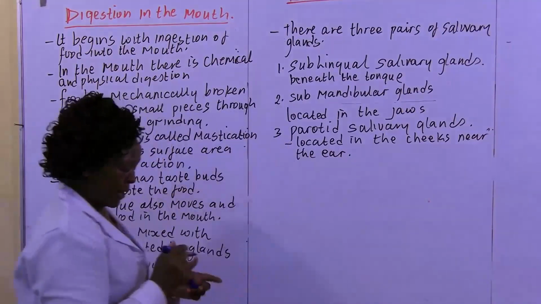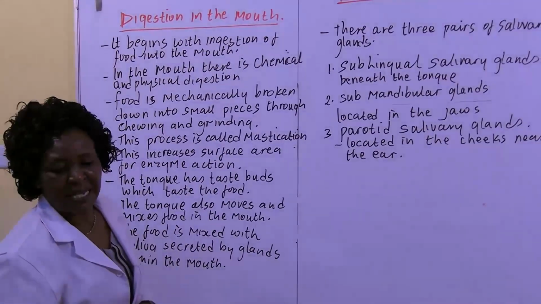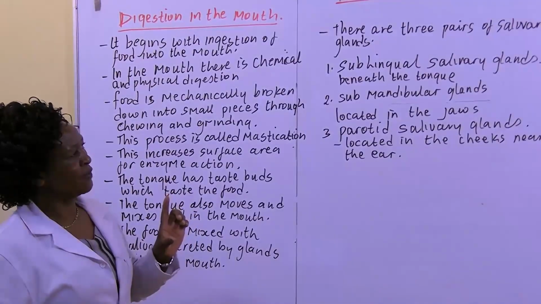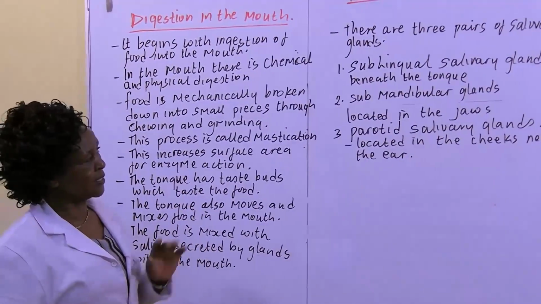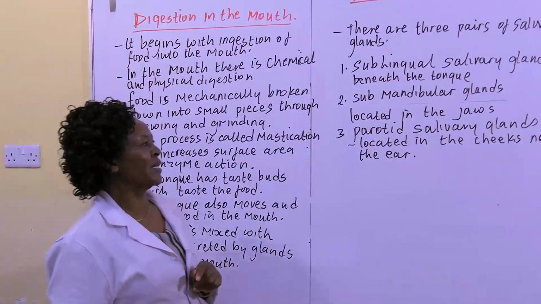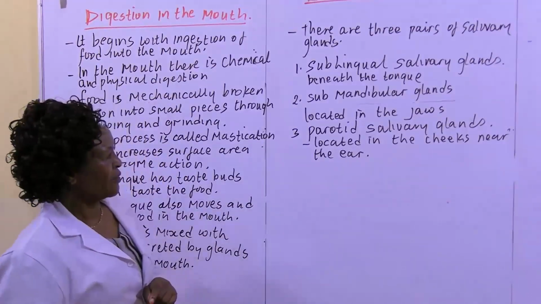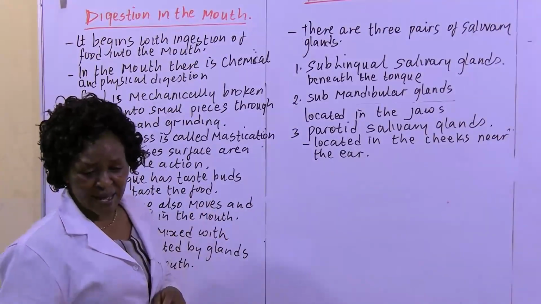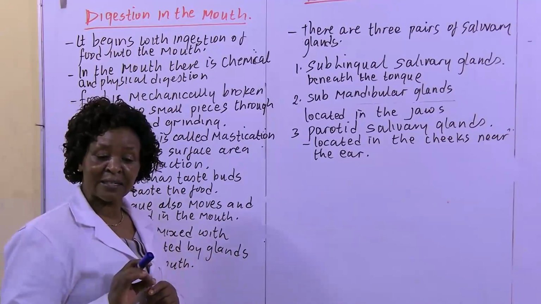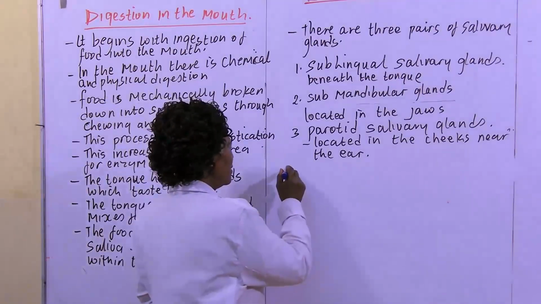So we have three pairs of salivary glands located in various parts of the mouth that secrete saliva. And these glands are: one, the sublingual salivary glands found beneath the tongue. Two, we have the submandibular salivary glands located in the jaws. And third, we have the parotid salivary glands located in the cheeks near the ears. All these glands have ducts through which saliva is directed to the mouth.